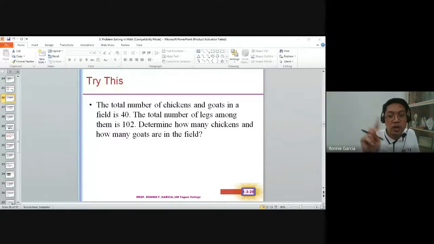So you have to give two answers. Butangan ninyo label. Number of chickens, pila. Number of goats, pila. The first student to get the correct answers, chickens and goats, will receive additional points. So you may start sending your answers now diri sa chat box.